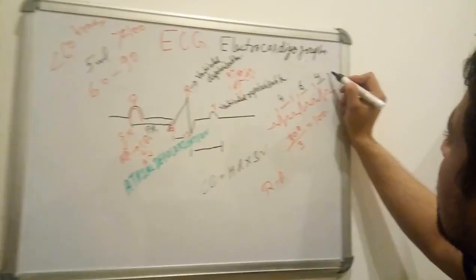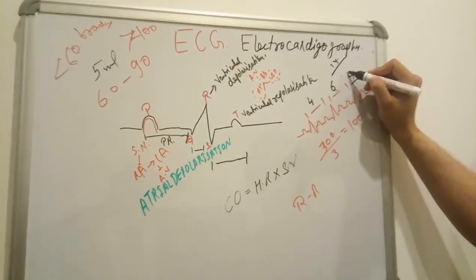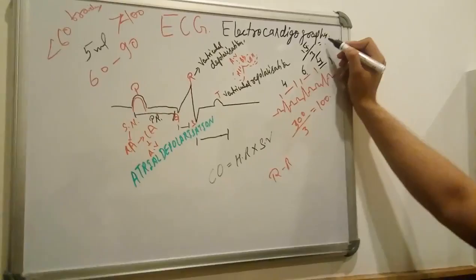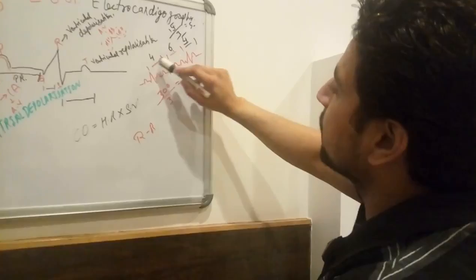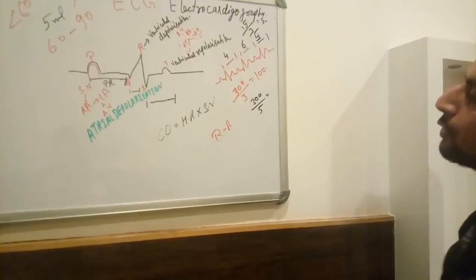Now 14 divided by 3, we think here 5. So the total is 15, and 15 divided by 3 equals 5, the mean. We take 5, 6 and 4: 5 plus 6 is 11, 11 plus 4 is 15. 15 divided by 3 equals 5. So 5 is the number of large boxes, and we divide 300 by 5. It equals 60, which is normal.